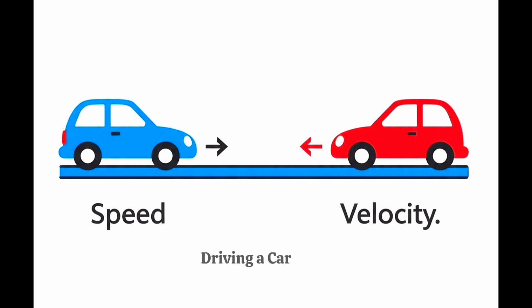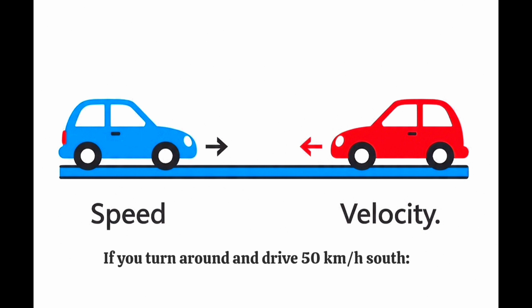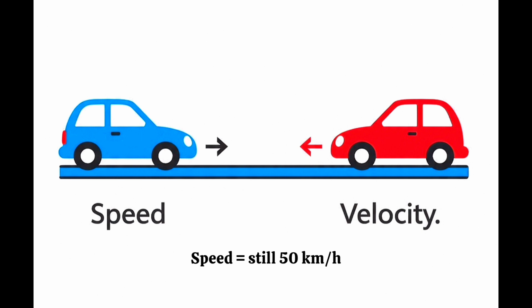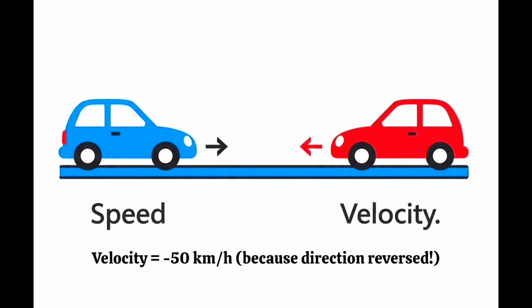Example 2. Driving a car. You're driving north at 50 kilometers per hour. Speed is 50 kilometers per hour. Velocity is 50 kilometers per hour north. If you turn around and drive 50 kilometers per hour south, speed is still 50 kilometers per hour. Velocity is minus 50 kilometers per hour because the direction reversed.